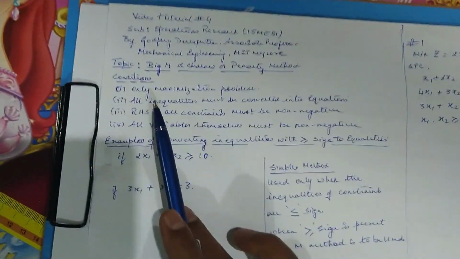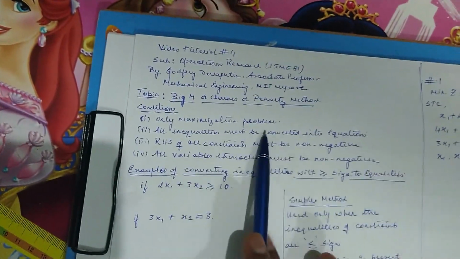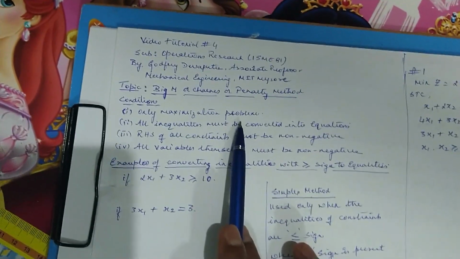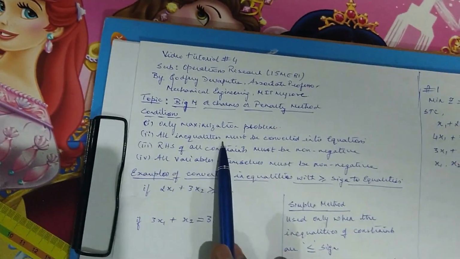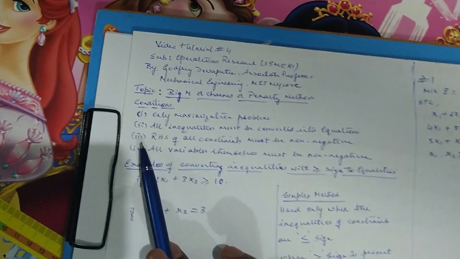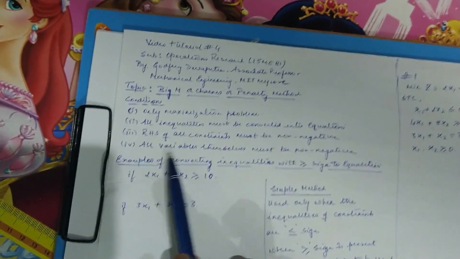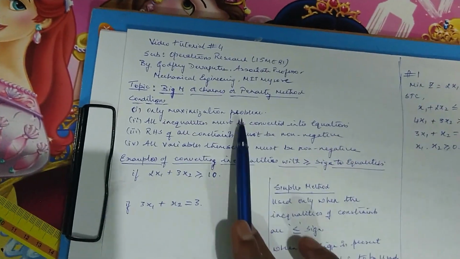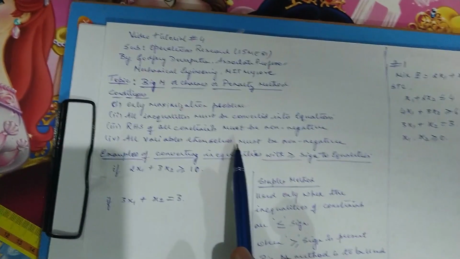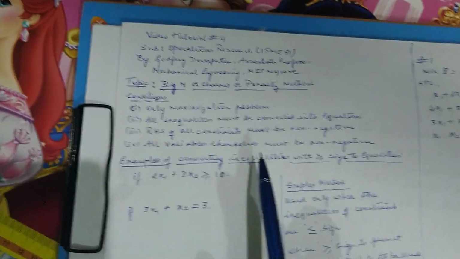For example, I'll reiterate the conditions once again. Condition number one is that only a maximization problem can be solved by using the Big M method. All the inequalities must be converted into equations. This is the second condition. The third condition is that the RHS of all constraints must be non-negative and all variables themselves must be non-negative. Almost all of the conditions remain the same from the simplex method to the Big M method.